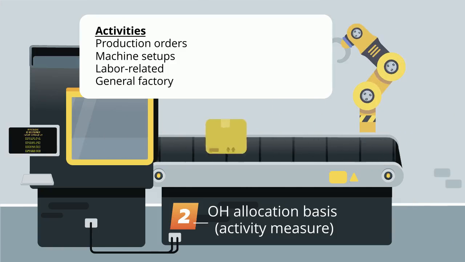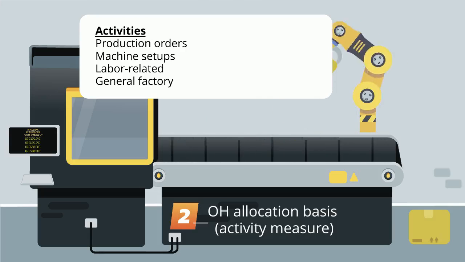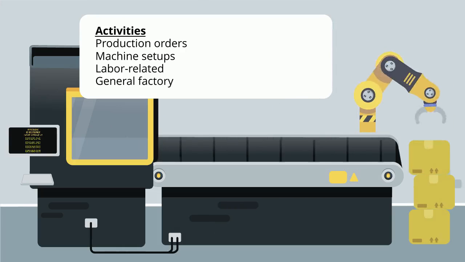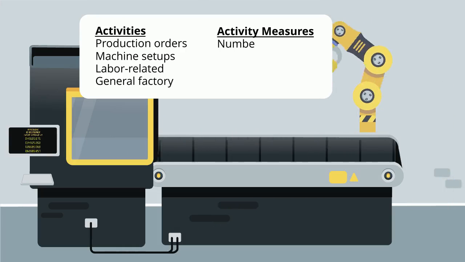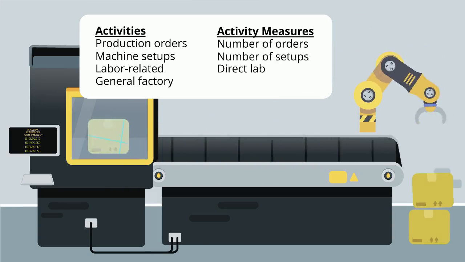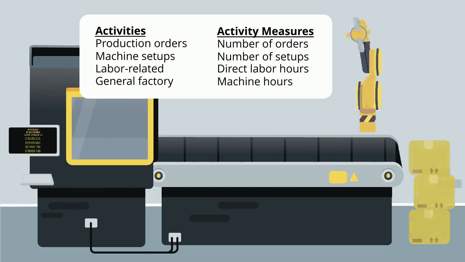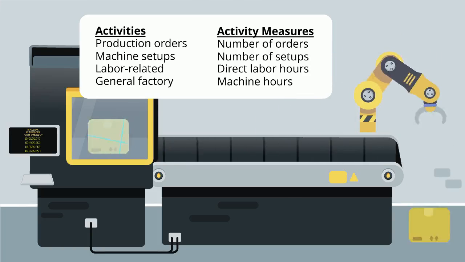What is using or consuming the overhead? That will be our activity measure for each activity. Once we've thought about it, we decide these are our best activity measures for each activity. Production orders, number of orders. Machine setups, number of setups. Labor-related functions, direct labor hours. General factory processes, machine hours.